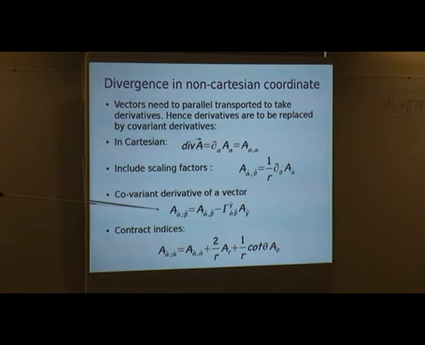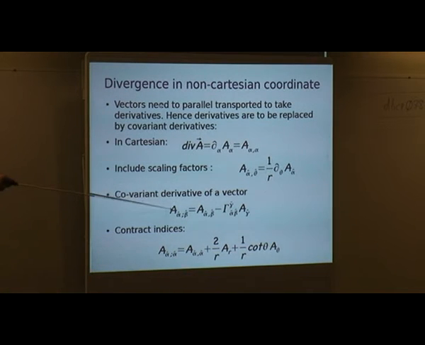If you look at the definition of the covariant derivative of a vector, it can be defined in the following way. The hatted coordinates are defined in terms of the unhatted coordinates with the scaling factors, and with that coded in, you can actually take that as a new coordinate transformation. You go from phi to phi hat by multiplying by r sine theta. You go from theta to theta hat by multiplying by r.